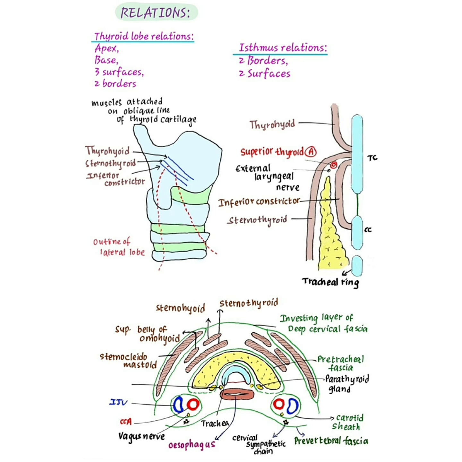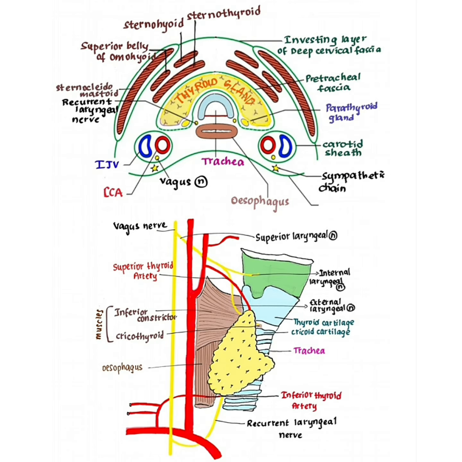Apex is related to superior thyroid artery. Base is related to inferior thyroid artery. Apex is related to external laryngeal nerve. Base is related to recurrent laryngeal nerve. Base extends up to 5th or 6th tracheal rings. It is related to inferior thyroid artery and recurrent laryngeal nerve.